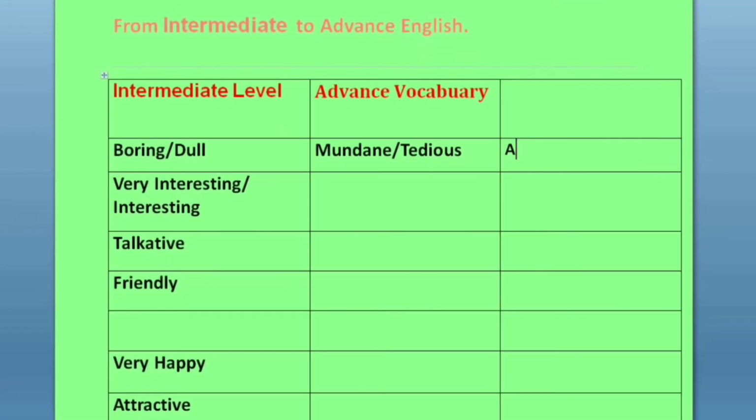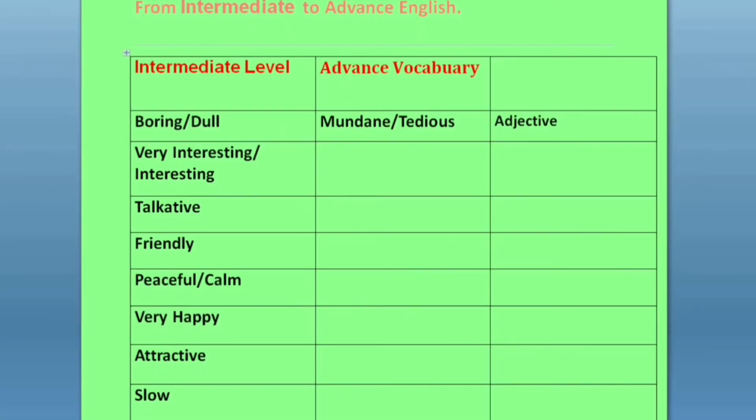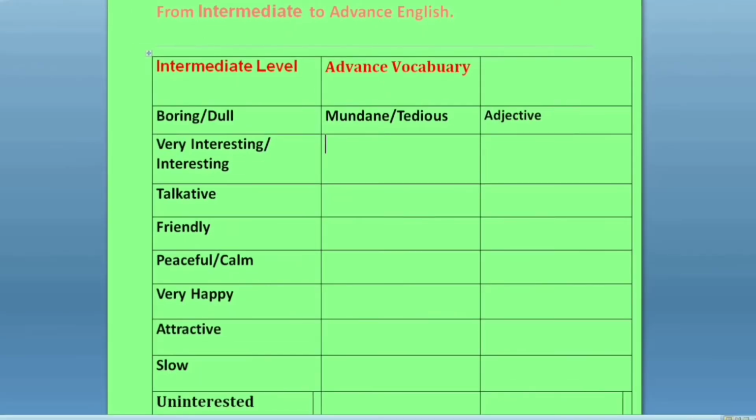So first, as you see on your screen, the first word which we have is boring, or we use the word dull quite often. So instead we can use the word mundane. So let me pronounce it once again. It's mundane. Or we can use another synonym, that is tedious, and it is an adjective, right? So we can use mundane or tedious in place of boring or dull.